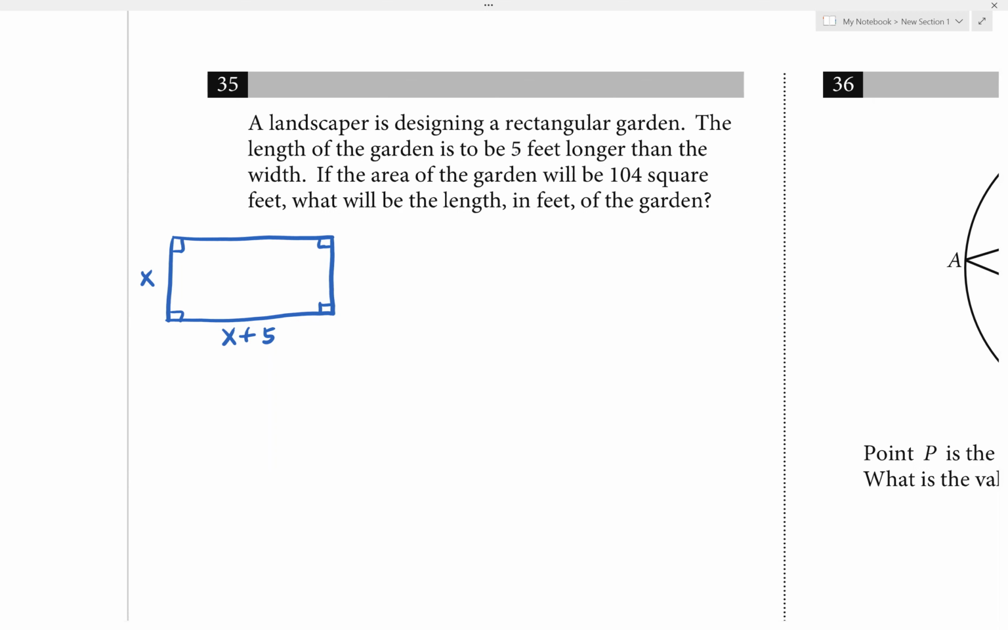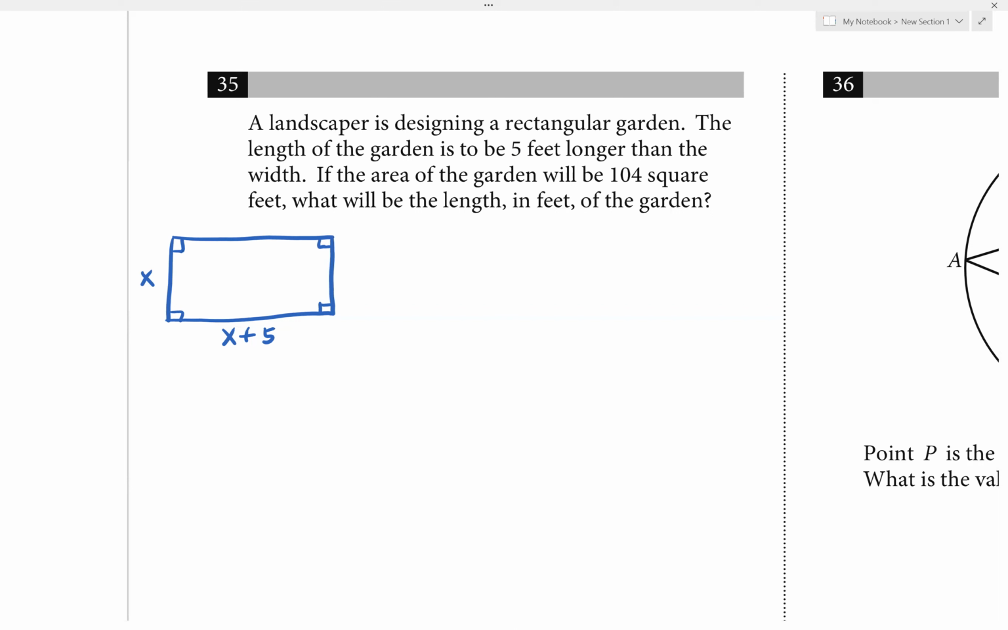So when we do questions like this, try not to make another variable unless we have to. If they give you the relationship between the length and the width here, we want to represent the length in terms of the width. So we'll say the width is x and the length will be x plus 5 because it's 5 feet longer than the width.